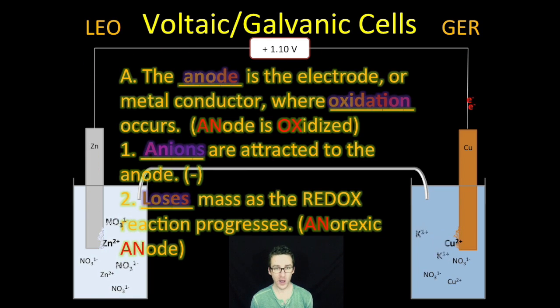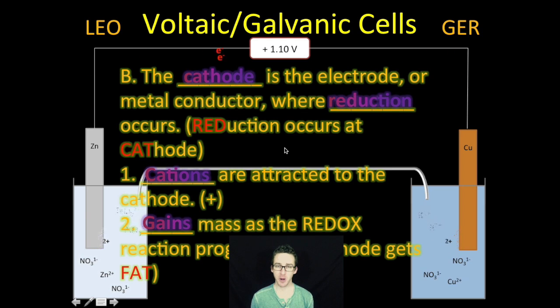A couple things to keep in mind in addition to the fact that oxidation occurs at the anode. One, anions, or negative ions, are attracted to the anode. And two, it will lose mass as the redox reaction progresses. Another great mnemonic, anorexic anode. The anode's gonna lose mass. It's gonna get skinny. As a side note, anorexia is a very serious affliction. And if you or someone you know suffers from anorexia, talk to someone, get some help.